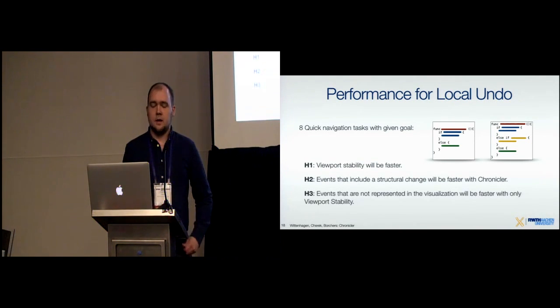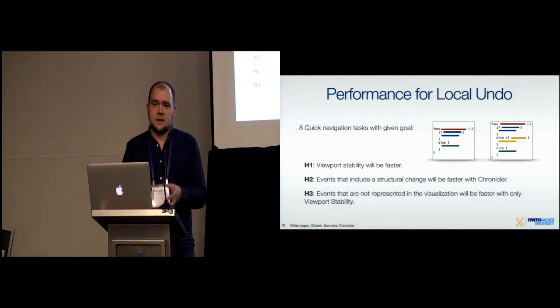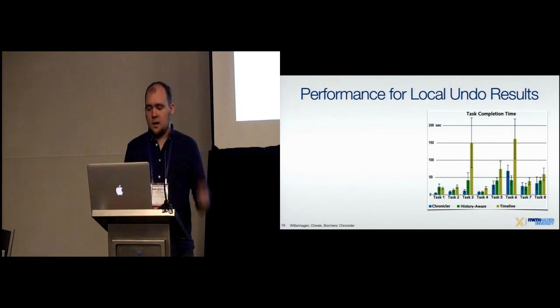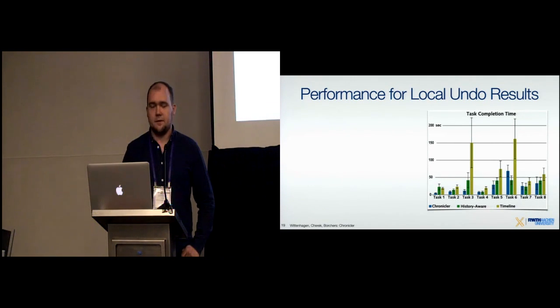And thirdly, if you have a change that is not represented as a structural change, like a renaming, for example, then this will probably be harder to find when you have the Chronicler visualization, because you basically are focused away from events like this. So for results on this, as you see, it's actually significantly faster if you have viewport stability around.